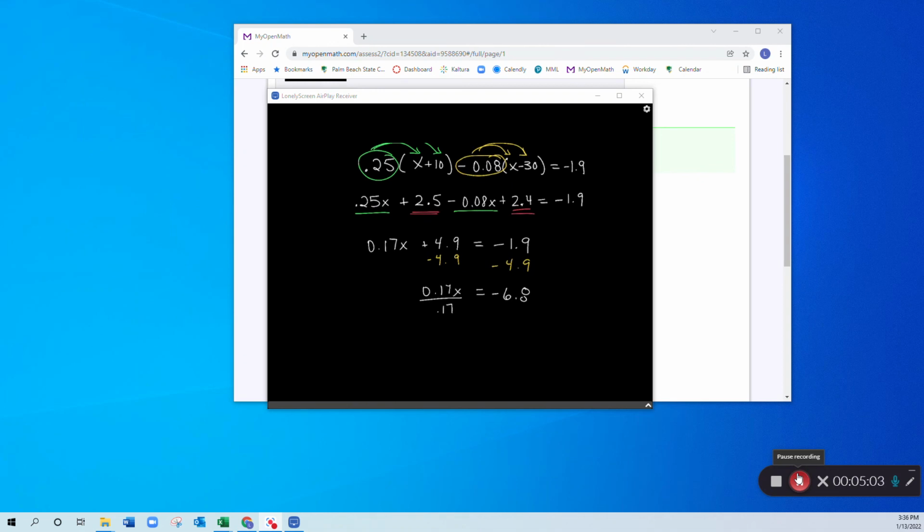I know working with decimals is a little uncomfortable for most of us because we don't do it a lot. But the process is the same. Just go slow, be very careful, and always check your work.